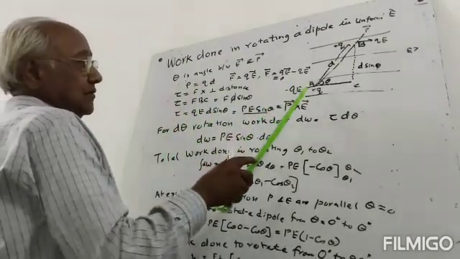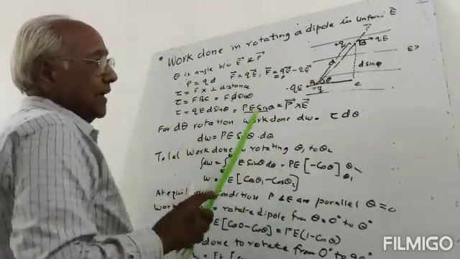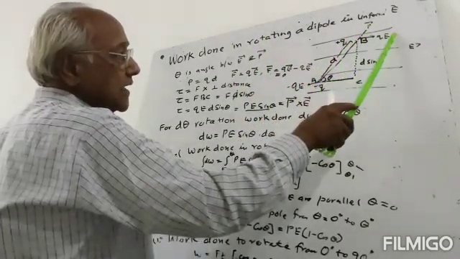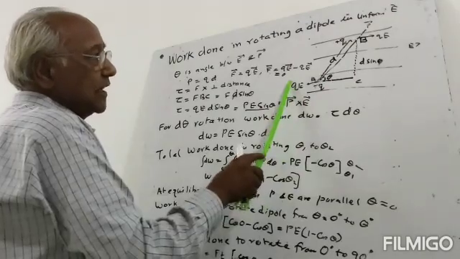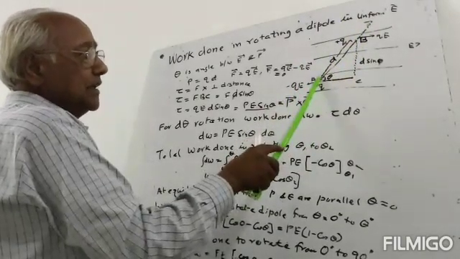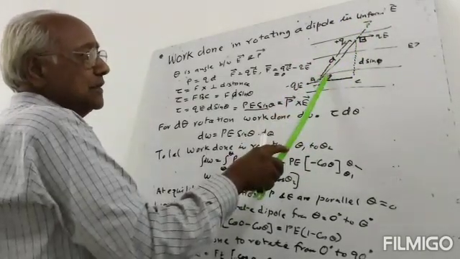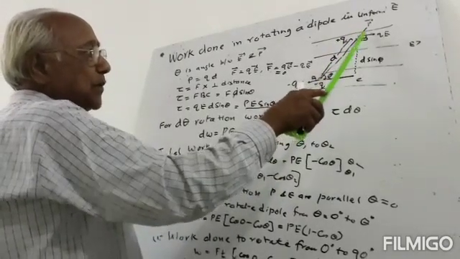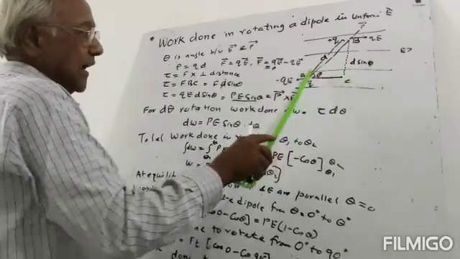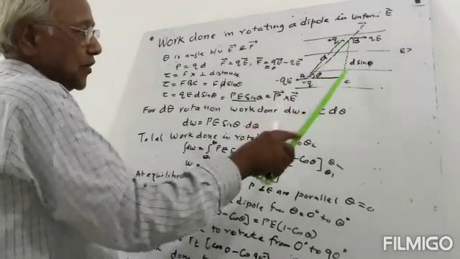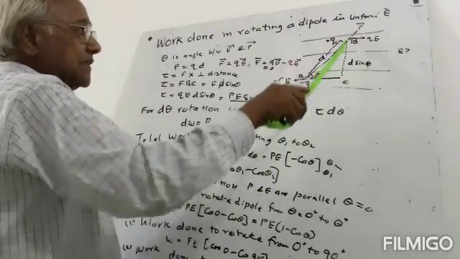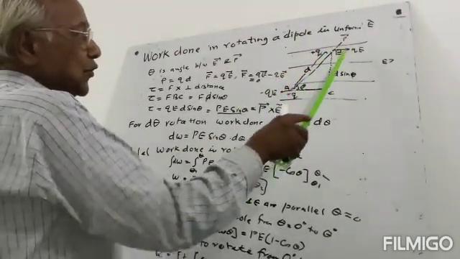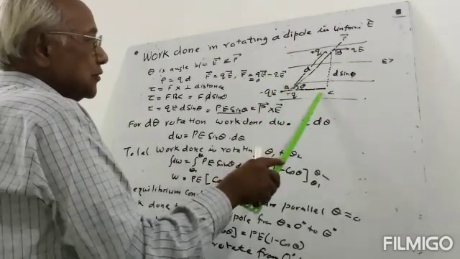Now, since these two forces, one in this direction and the second in that direction, make a couple, meaning equal and opposite forces at a distance, drop a perpendicular from this point, extend it and join at C. Then this distance will be the perpendicular distance between the forces qE and minus qE.